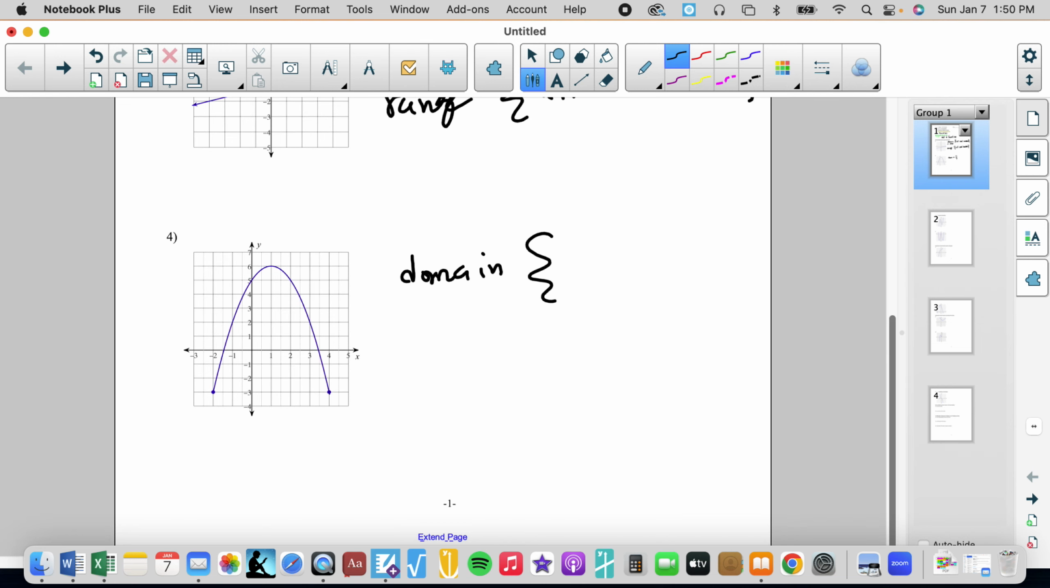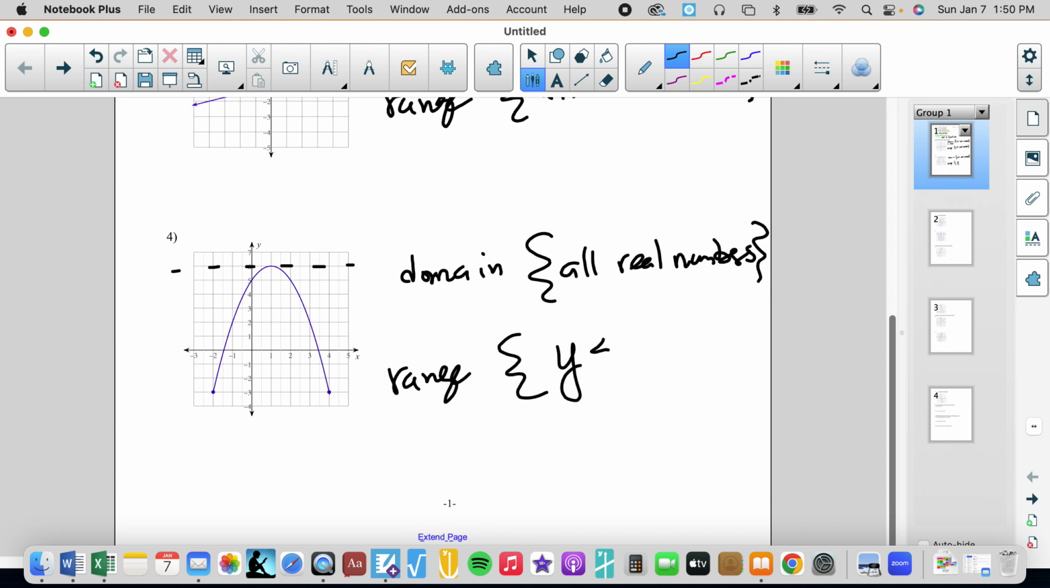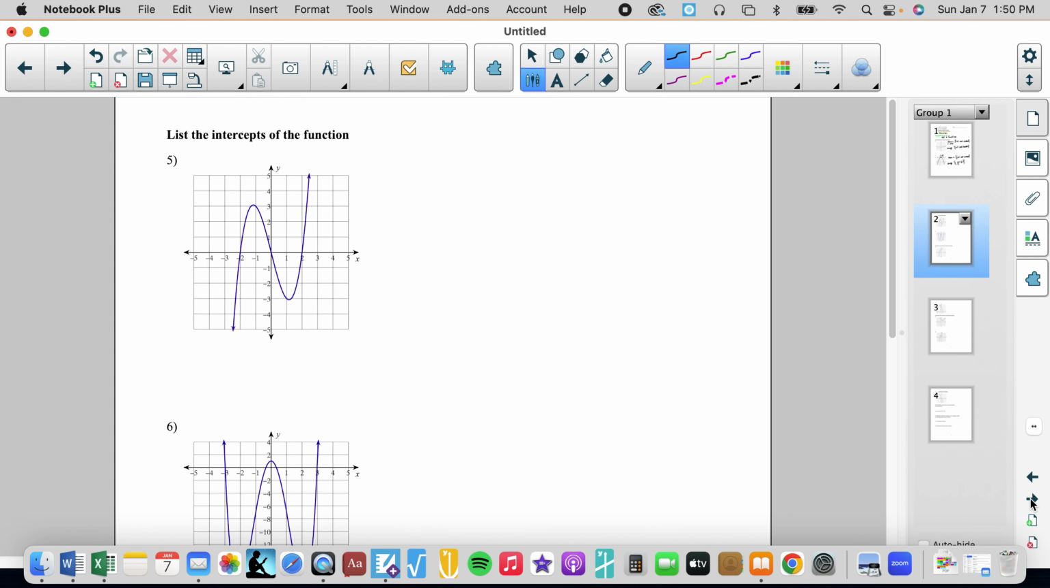Now here, our domain, our x values, our domain again is all real numbers. But this time our range has a limit. It does not go above 6. So we say y is less than or equal to 6. We have to use y for range, and this is a solution. So 6 is a solution, and then every number less than 6. So y is less than or equal to 6 is how we would state that.